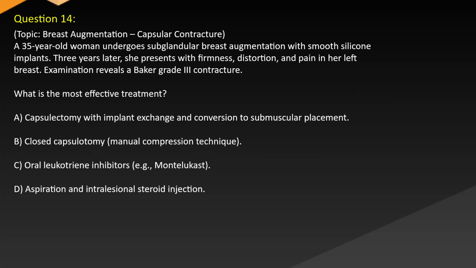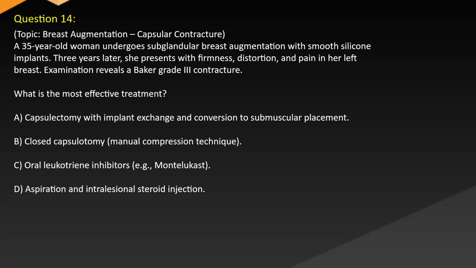Question 14. Topic: breast augmentation. Capsular contracture. A 35-year-old woman undergoes subglandular breast augmentation with smooth silicone implants. 3 years later, she presents with firmness, distortion, and pain in her left breast. Examination reveals Baker grade 3 contracture. What is the most effective treatment?